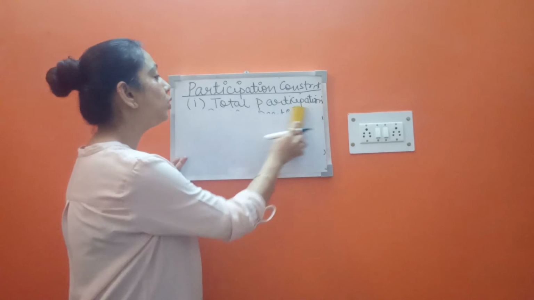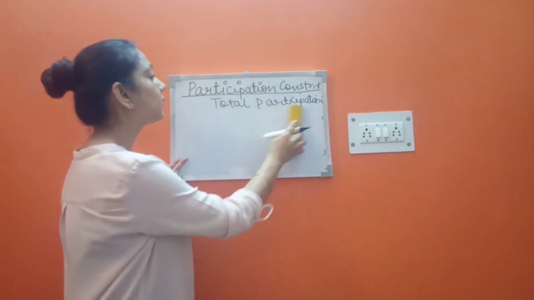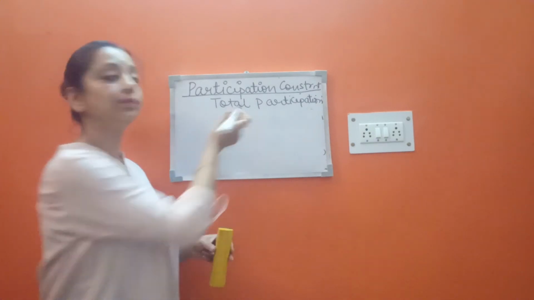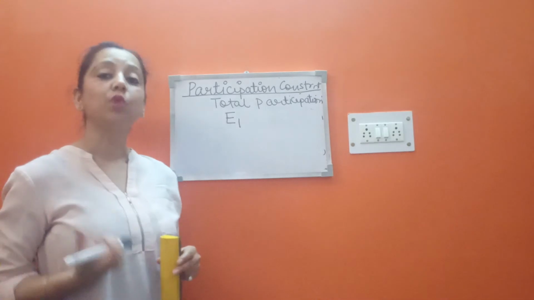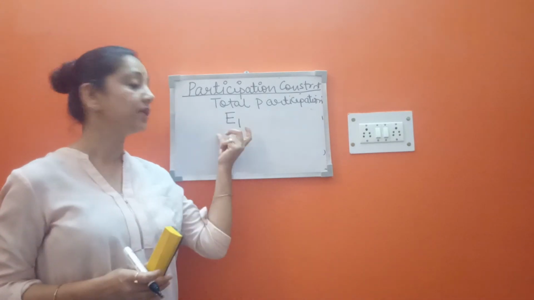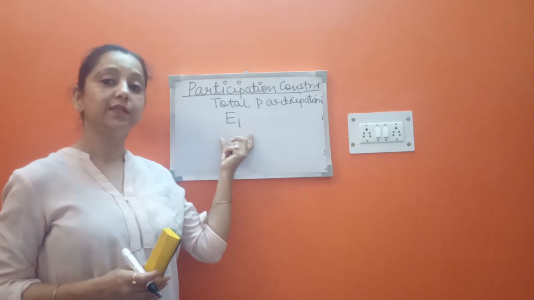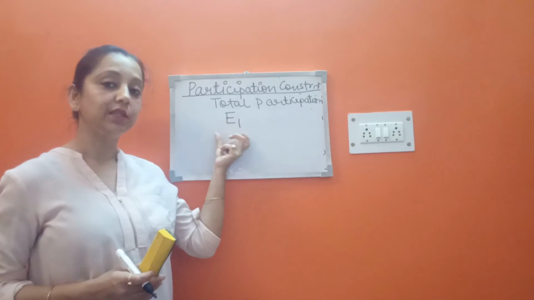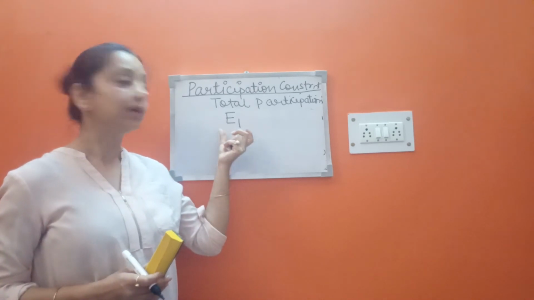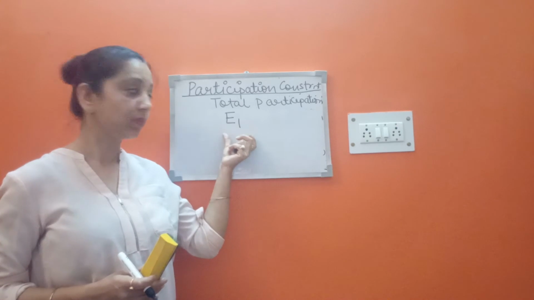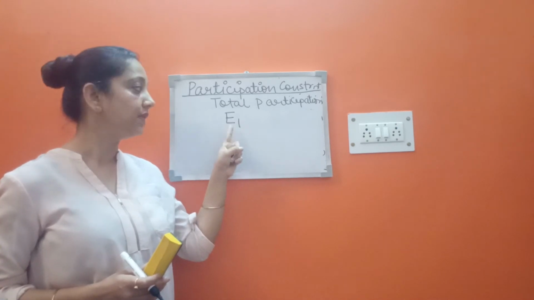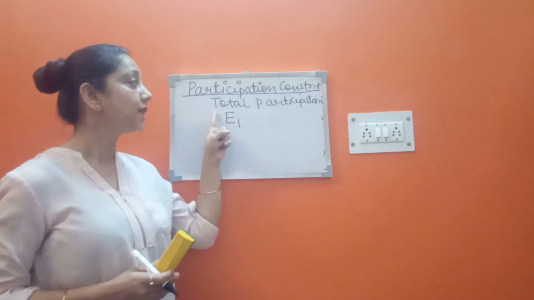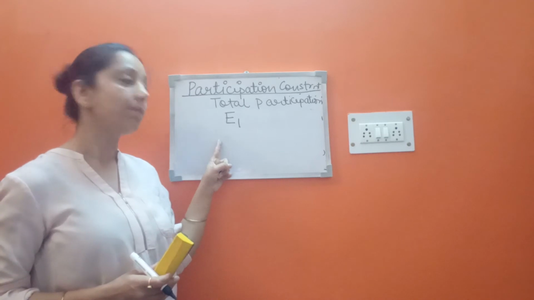Now the total participation means that if you have an entity set E1. Now please listen carefully. Here I am not talking about an entity. I am talking about an entire or a complete entity set. So when in an entity set E1, each entity is participating in a relationship through a relationship set. Every entity of this E1 is participating in a relationship through a relationship set. Such kind of participation is known as the total participation.